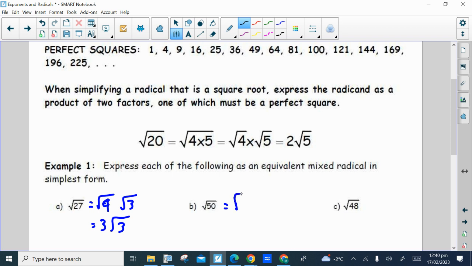the largest perfect square that divides into 50 would be 25. You break root 50 down to root 25 times root 2. 25 times 2 is 50.